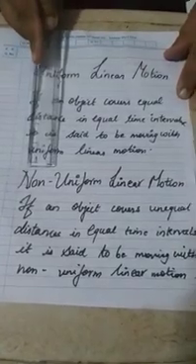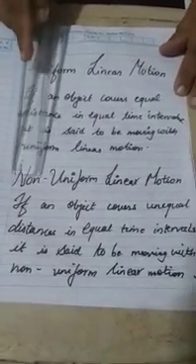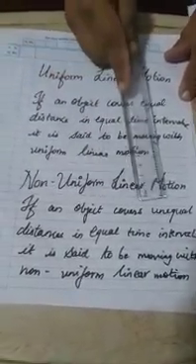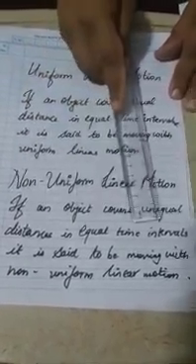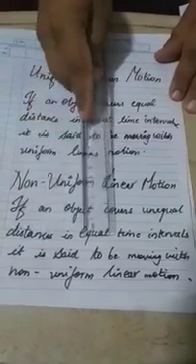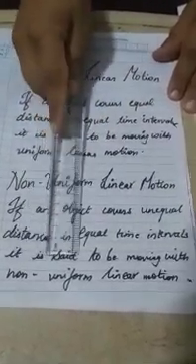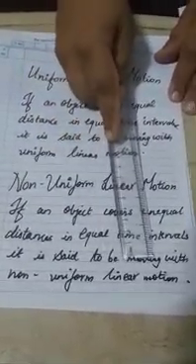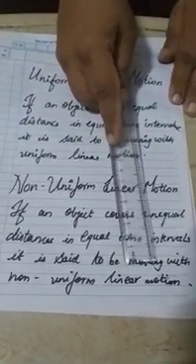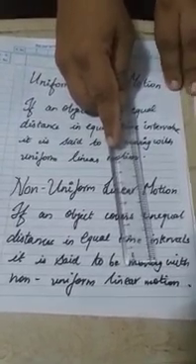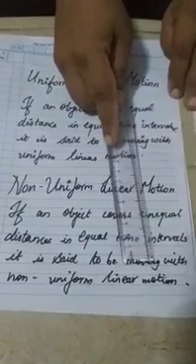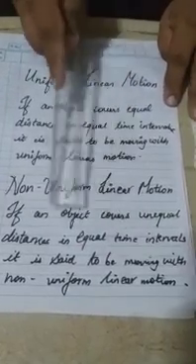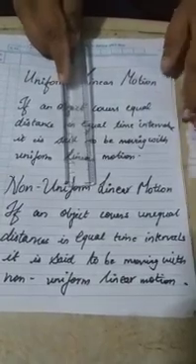Likewise, non-uniform linear motion, if an object covers unequal distance in equal time interval, it is said to be moving with non-uniform linear motion. For example, a car is moving on a crowded street. That is the example for non-uniform linear motion.